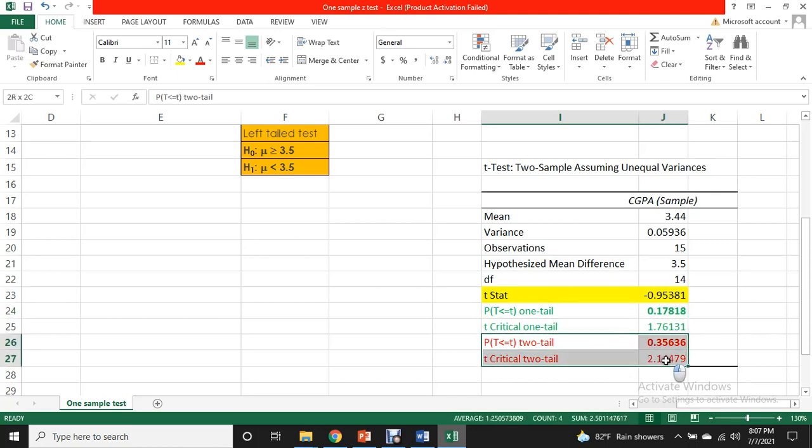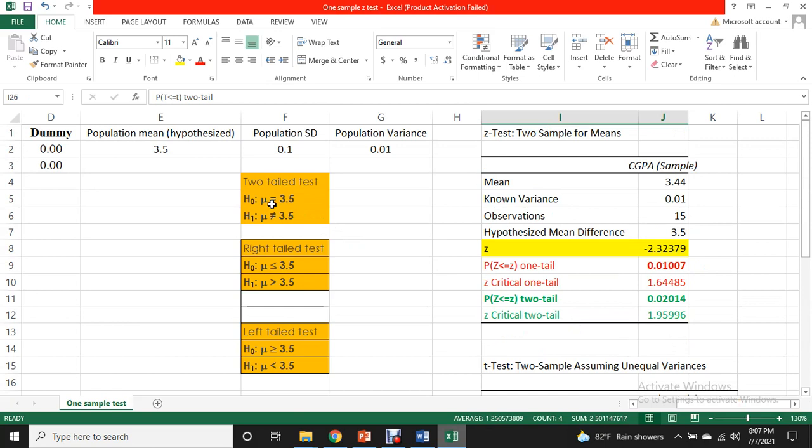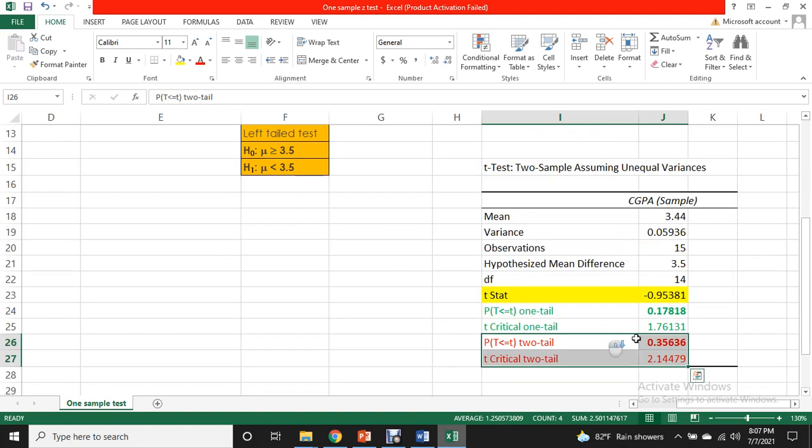If we consider the two-tailed test, the null hypothesis was that the population mean equals 3.5. So we do not reject this null hypothesis. That means maybe the population mean is 3.5. This is based on the two-tailed test and p-value. If you compare the critical value, as it is negative, we are assuming it is minus 2.1. This is minus 0.95, which is not less than this critical value. That means the t-stat is in the do not reject area.